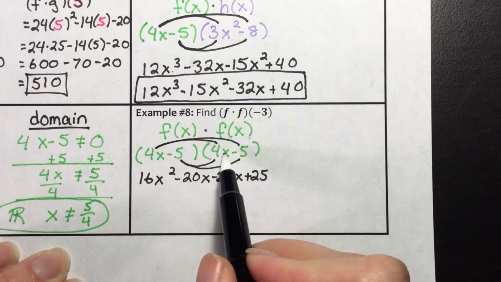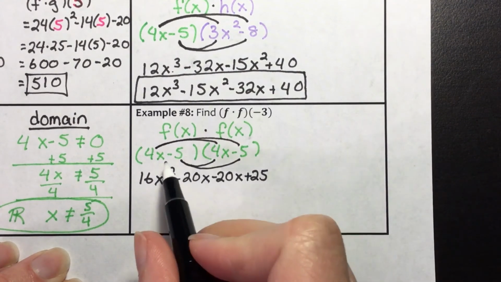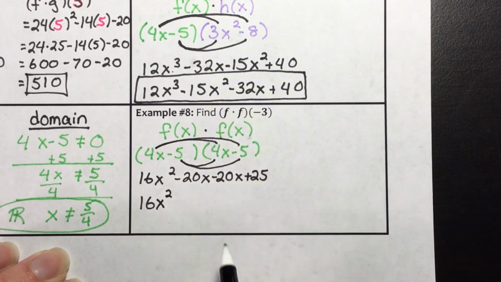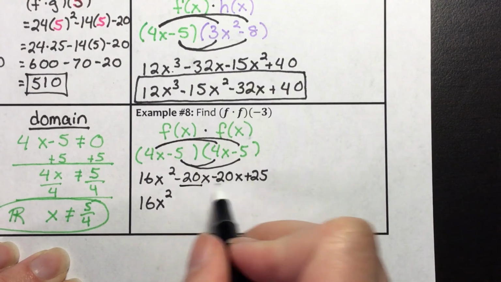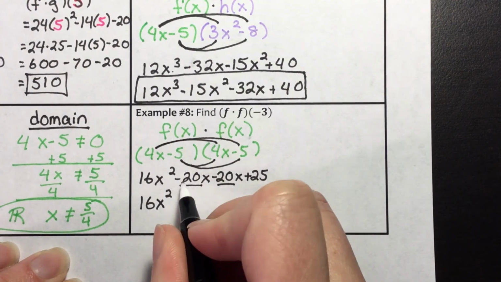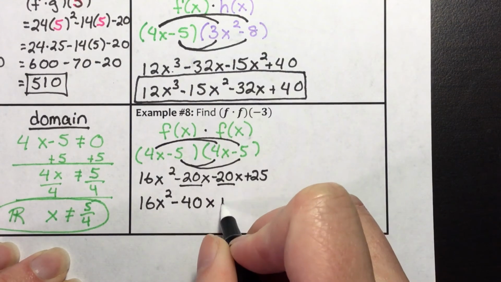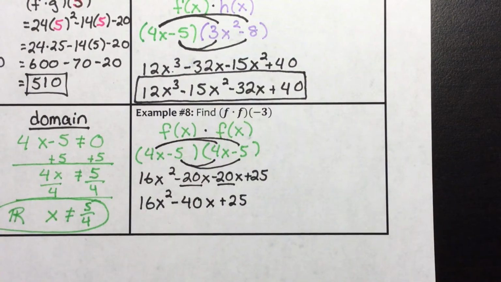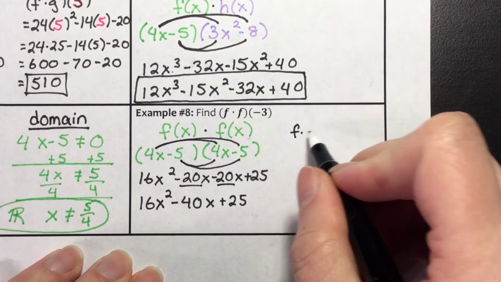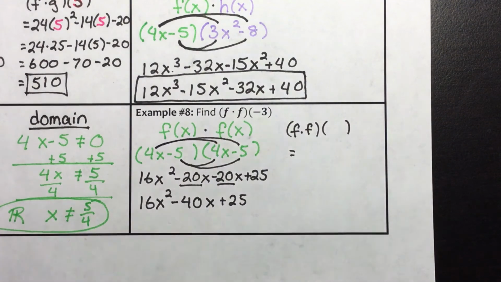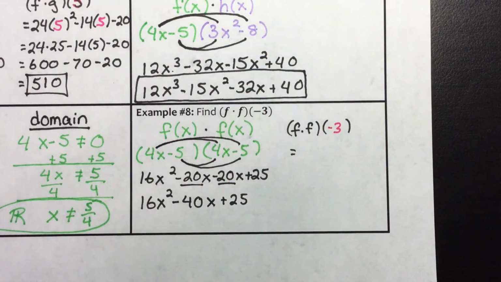This is squaring a binomial, so if you had a pattern that you know, you are allowed to use it on this. Combining like terms and putting in standard form, we put our biggest exponent first. We have two like terms here in the center. They have the same sign, so we're going to add them together, negative 40x, and then plus 25 at the end. If this problem said f times f of x, we would be done. However, it says f times f of negative 3. So f times f of negative 3, that's what we're plugging in.